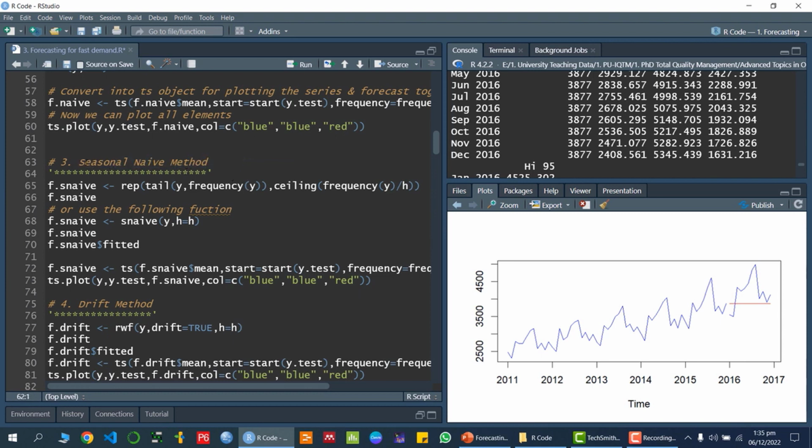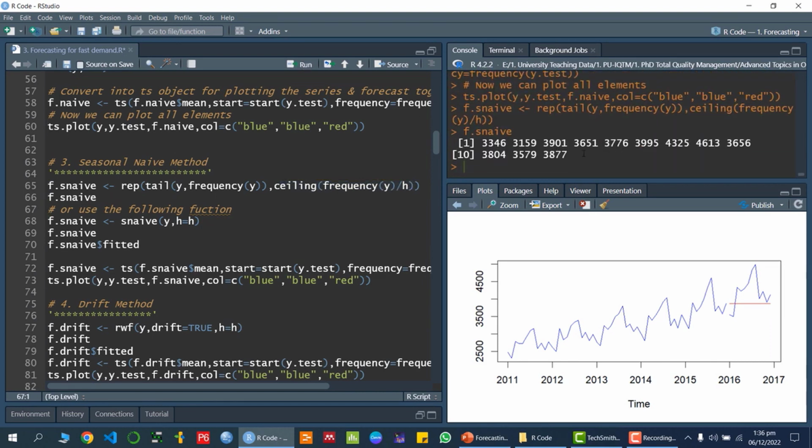Again, in order to find the seasonal naive method, we can use the manual way, which is basically using the built-in R function rep, that is, repeat the tail values of y, and then we mention how many times it is going to be repeated, that is the frequency of y, the number of values of y, indicating the seasonal component, divided by the forecast horizon. So this is going to be equal to the 12 future forecasted values, right?